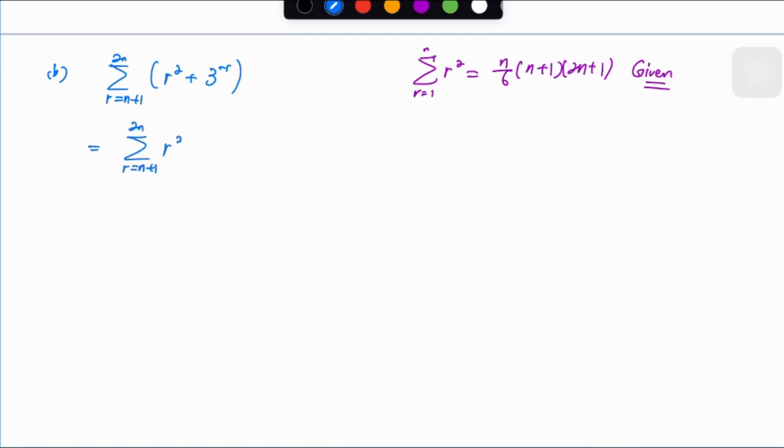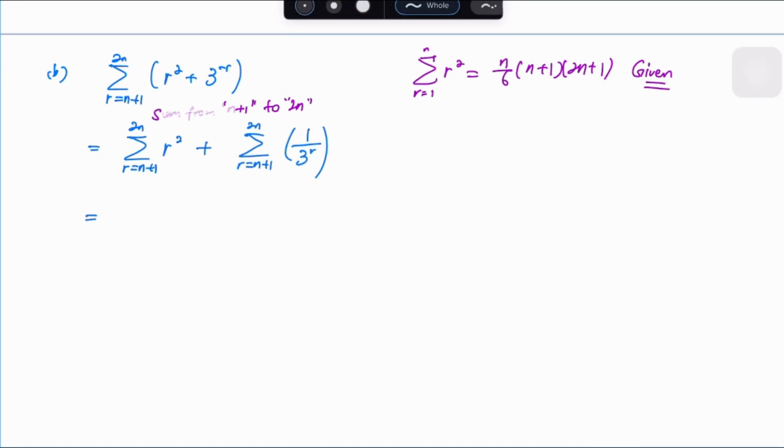Okay, so this one will be the sum of r squared plus the sum of, okay, I will rewrite this as 1 over 3 to the power r, to visualize my terms. All right, so now let's take a look at this. The first one that I'm going to do is the sum from n plus 1 to 2n.